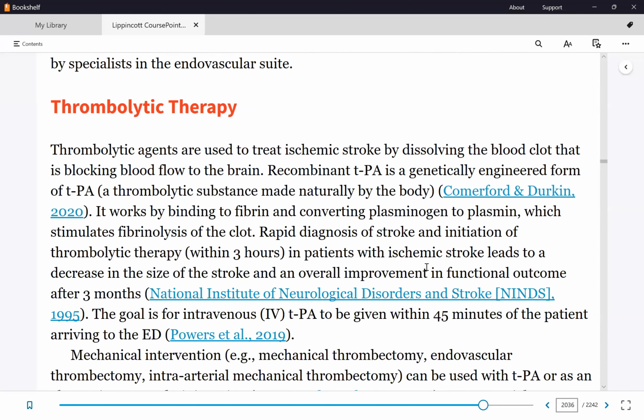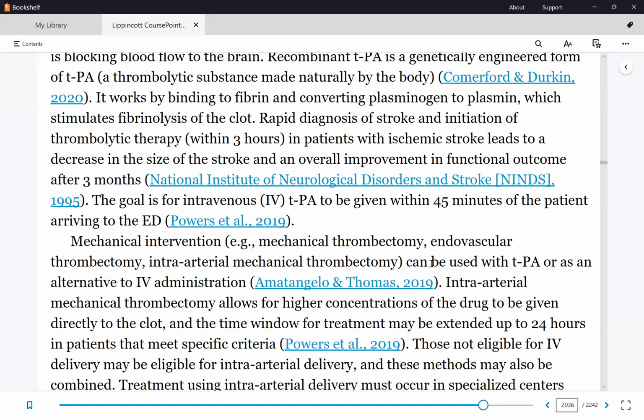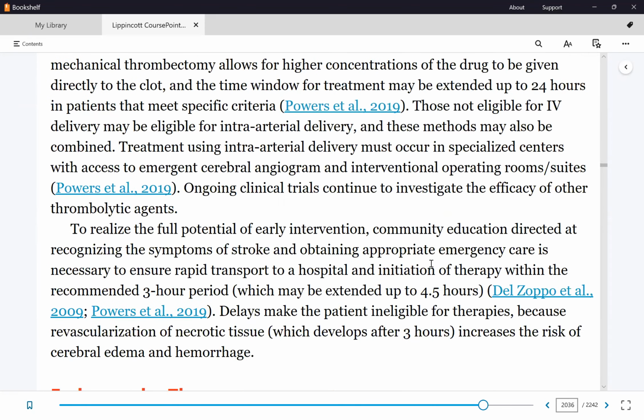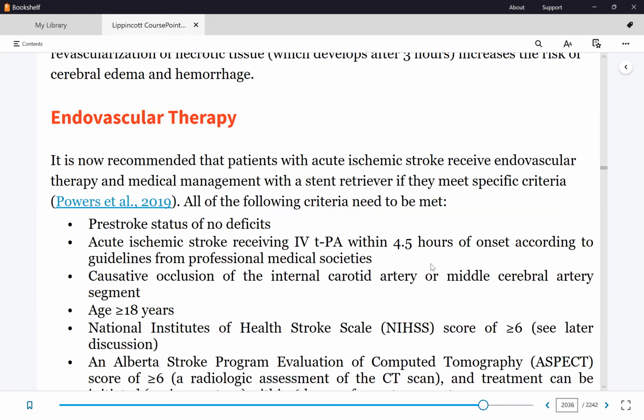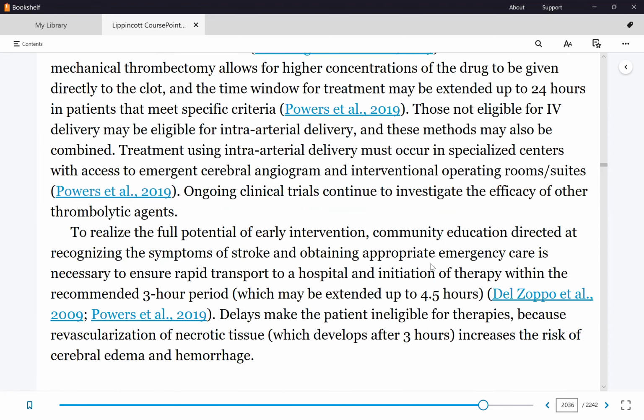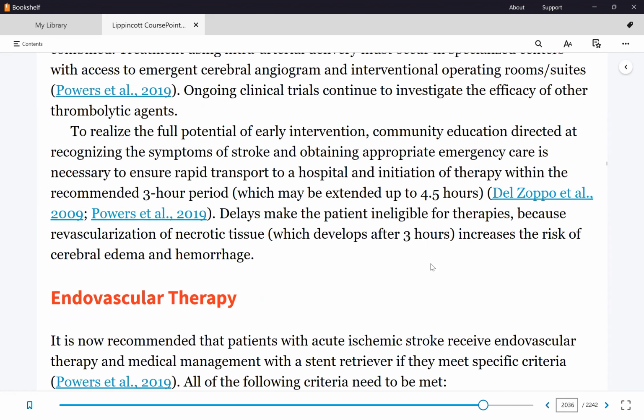And we discussed the thrombolytic therapy. So what's the window again for this to be effective? 3 to 4.5 hours. And we already know how to mix it. And our responsibilities during the infusion: watch for bleeding, assess the patient's neurologic status.